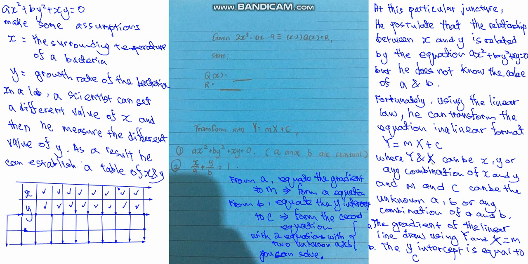Okay. Now, then, what about M and C? M and C can be the unknown, which is A or B or any combination of A and B. That means M can be A over B, B over A, A squared over B.